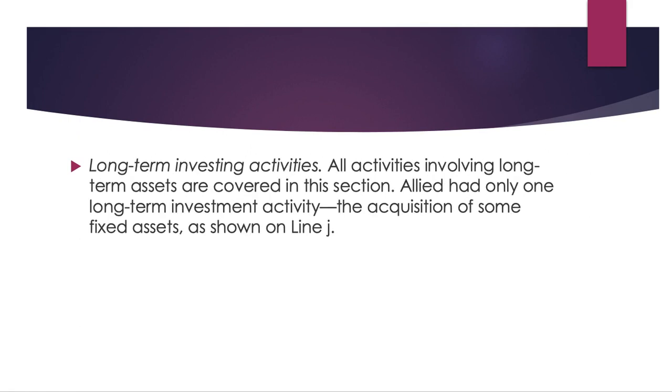Okay, and then we have the second major category given as long-term investing activities. As we said, the company, other than its own main operating activities, might have these long-term investing activities. These involve long-term assets that are purchased, for example, by the company. And in this company, Allied had only one long-term investment activity. That's the acquisition of some fixed assets.